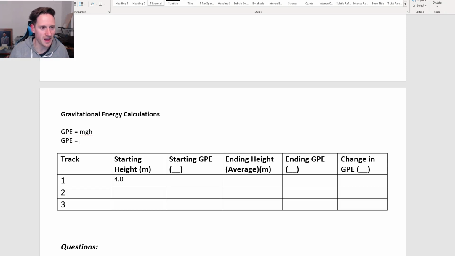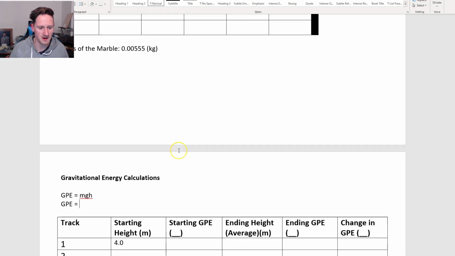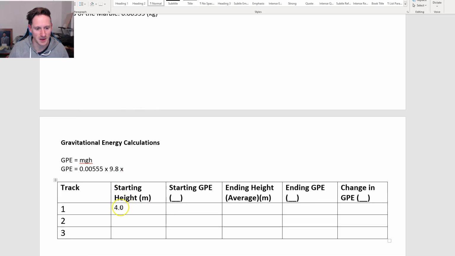And you're welcome to write down calculations on your sheet to show your working out. So the mass is the mass of the marble, which is 0.00555, times the acceleration due to gravity, which is 9.8 meters per second squared on Earth. So it's always going to be 9.8. And then we've got our h, which is the height. So the height is 4. So we'll be doing that.